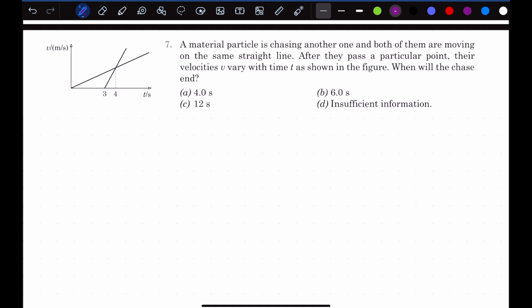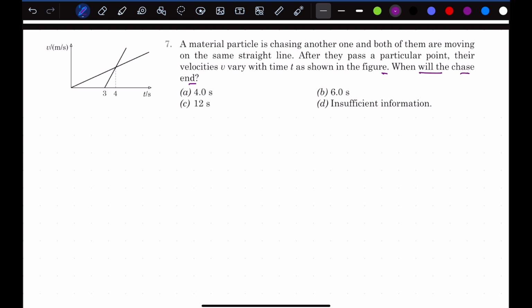So here a question is given from the Pathfinder. A material particle is chasing another one. Both of them are moving on the same straight line. After they pass a particular point, their velocity v varies with time t as shown in the figure. When will the chase end?